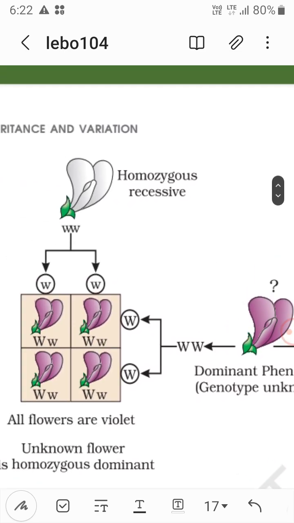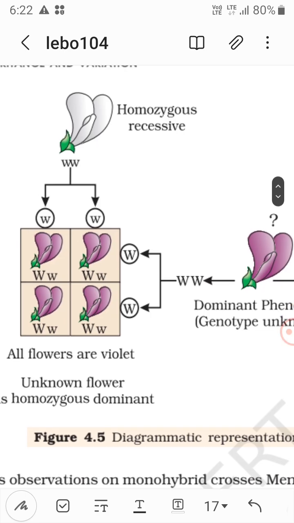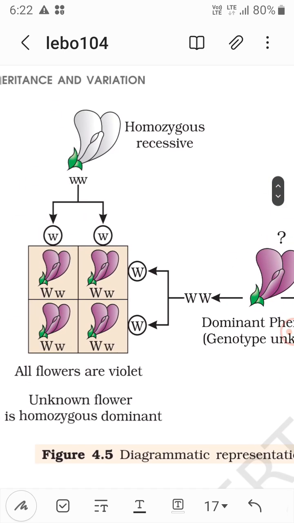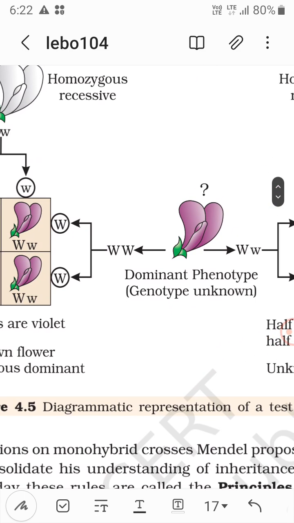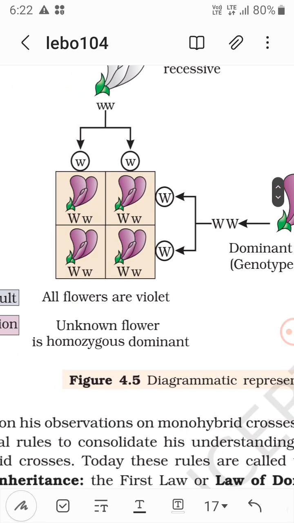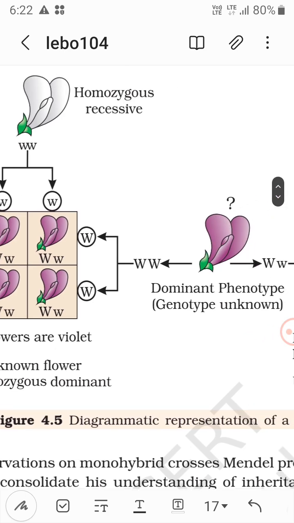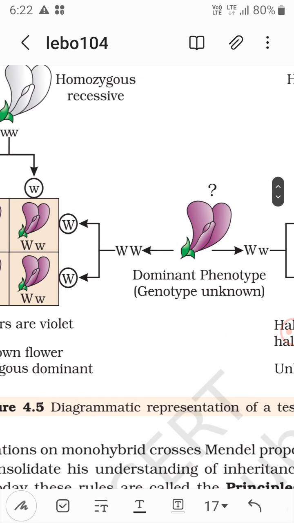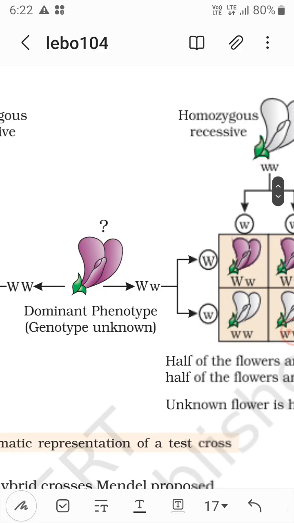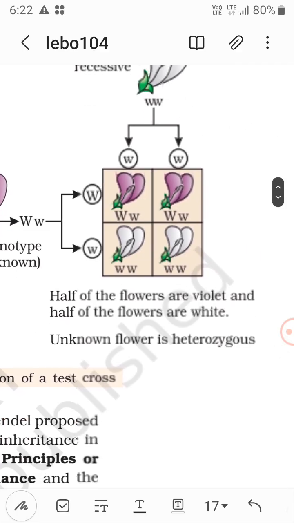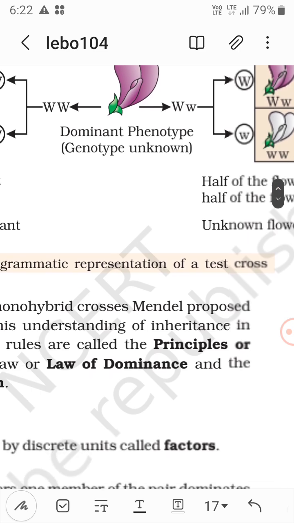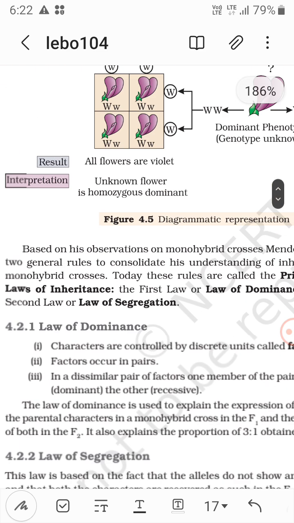Now when it is crossed with the homozygous recessive, if it produces all violet flowers, capital W, small w, capital W, small w, then the unknown flower is homozygous dominant. If all the flowers are violet, then it is homozygous dominant. If we take the heterozygous, then half of the flowers are violet and half of the flowers are white, so the unknown flower is heterozygous, right?